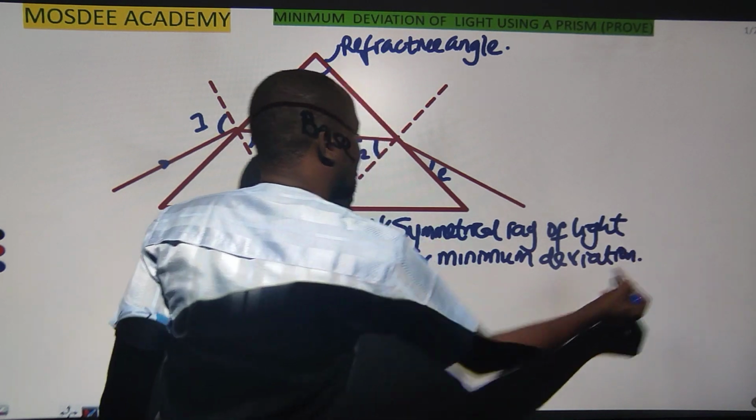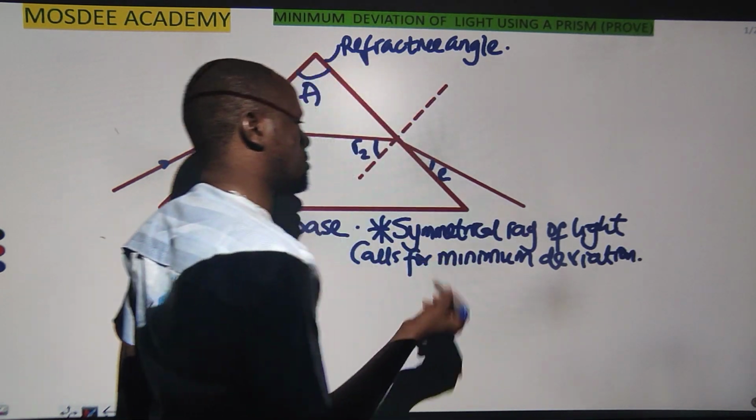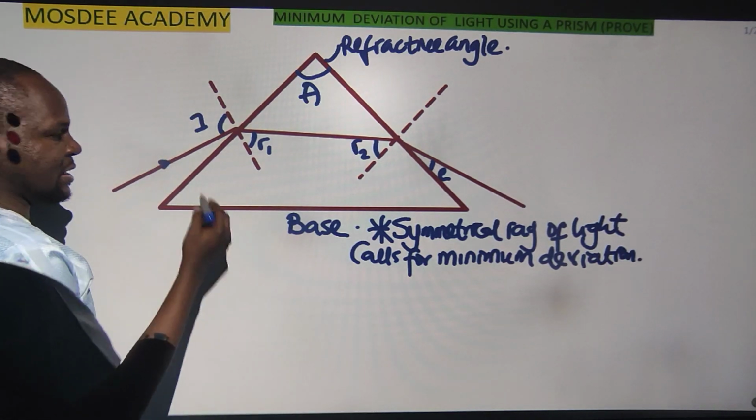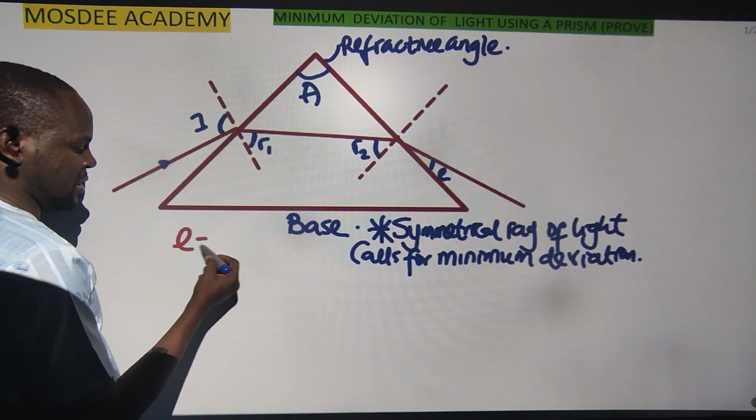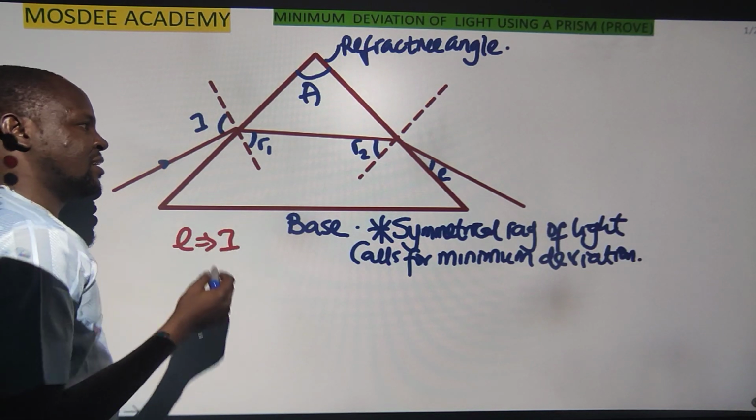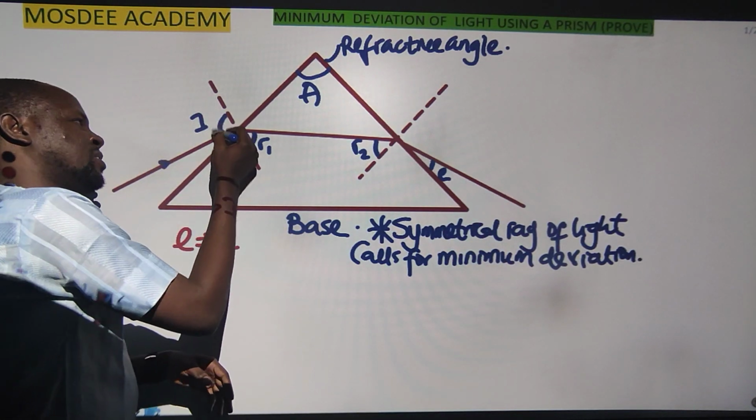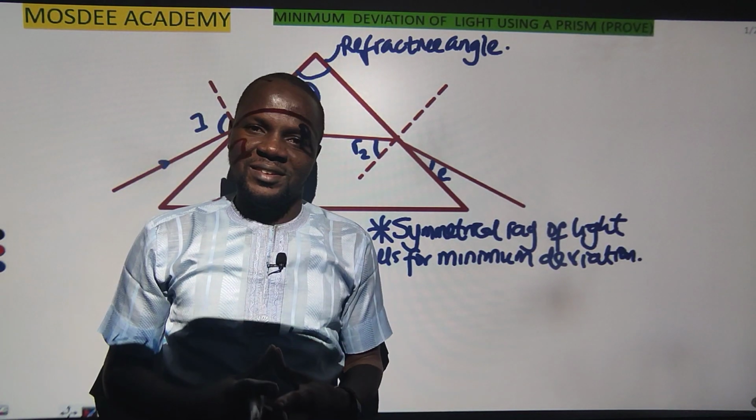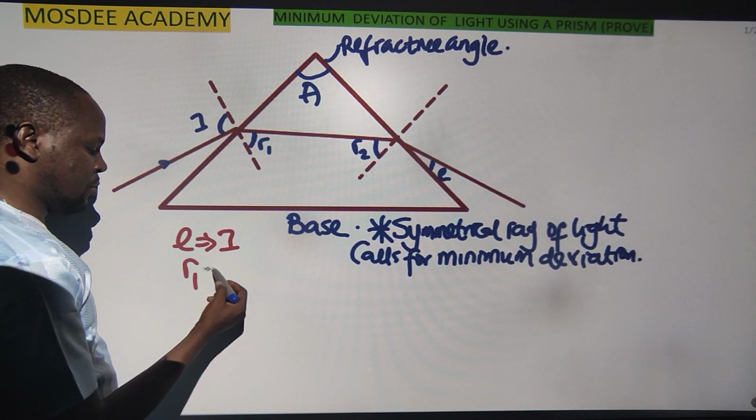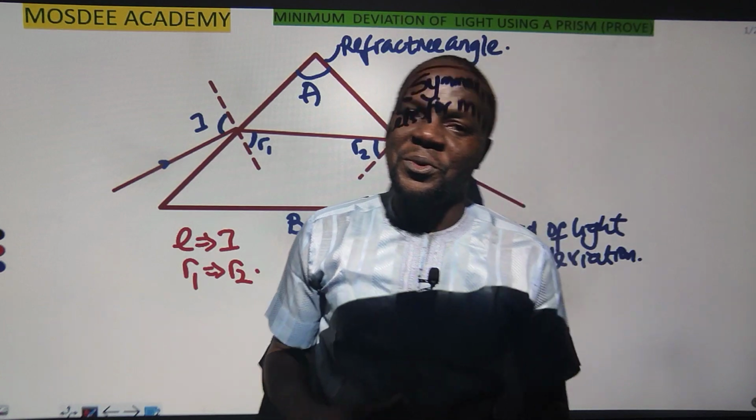So what I'm trying to say is that for a ray of light to be minimally deviated in the prism, you have to have certain conditions. The one you studied in your junior class, which I think you all still remember very well, states that when I say symmetrical, that means equality: the emergent angle must be equal to the incident angle. That is, the angle at which the ray is coming out must be equal to the angle at which it is incident. That's the first condition. Another condition is that the refraction inside the prism must also be equal: this R1 must be equal to R2.